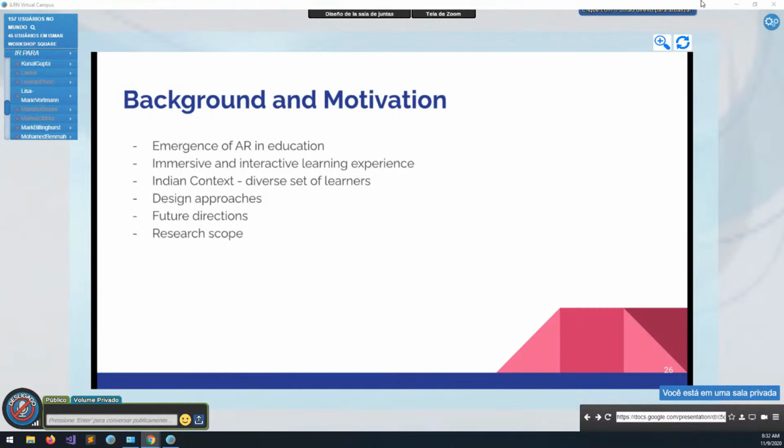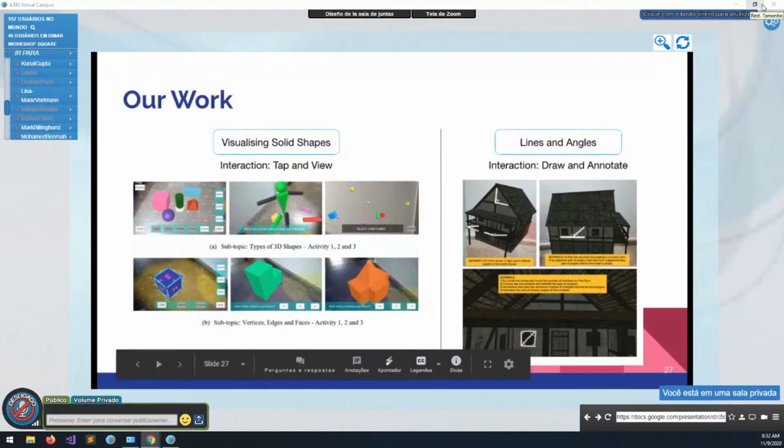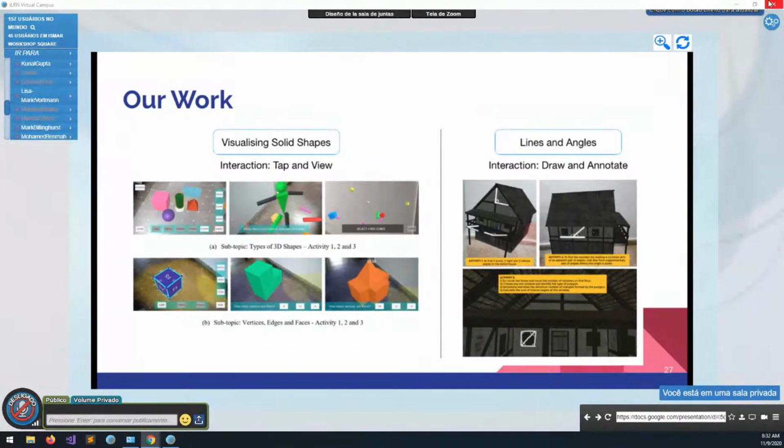And then we are looking into what future directions can be obtained in such a field and what can be the research scope. Briefly looking into the work that we have done, we explored the use of augmented reality in two topics of mathematics for middle grade students. One was visualizing solid shapes, where the interaction of tap and view was explored, and the other is lines and angles, where the interaction of draw and annotation was explored.